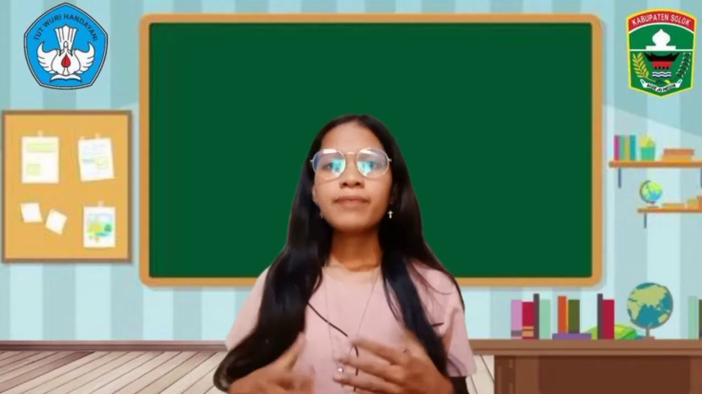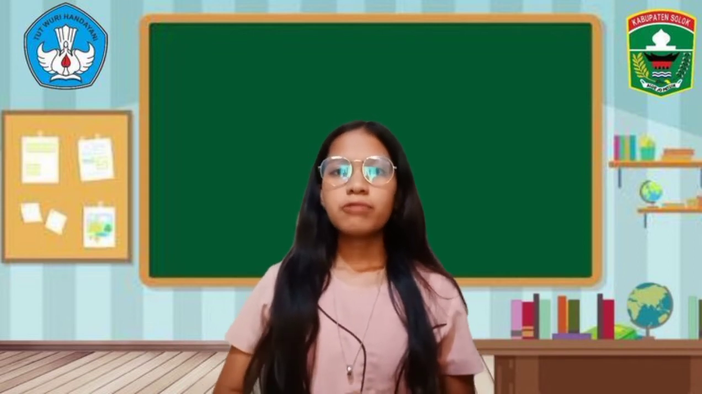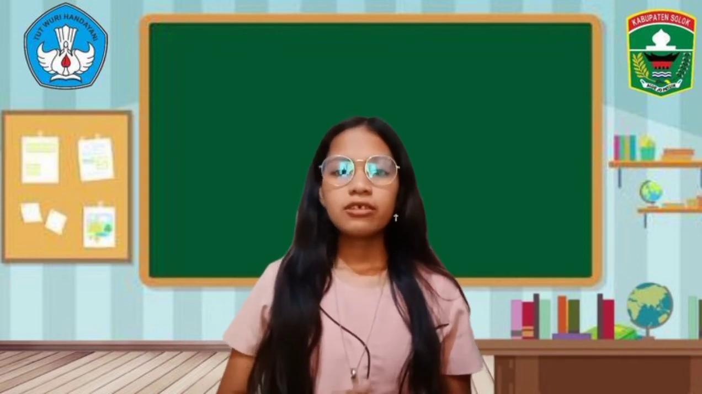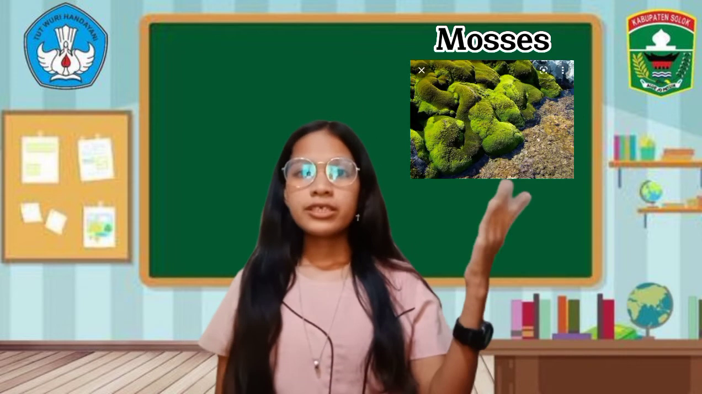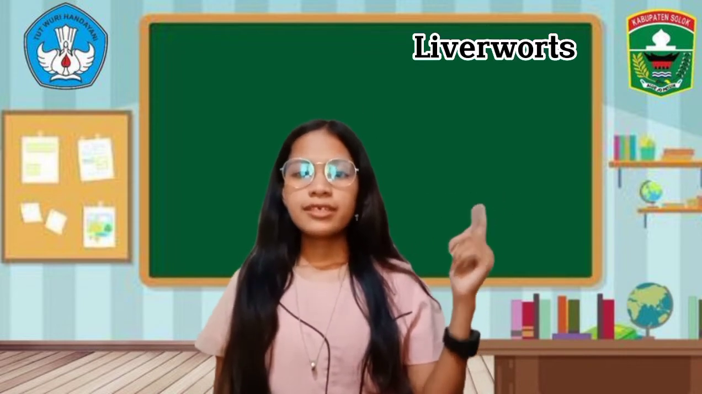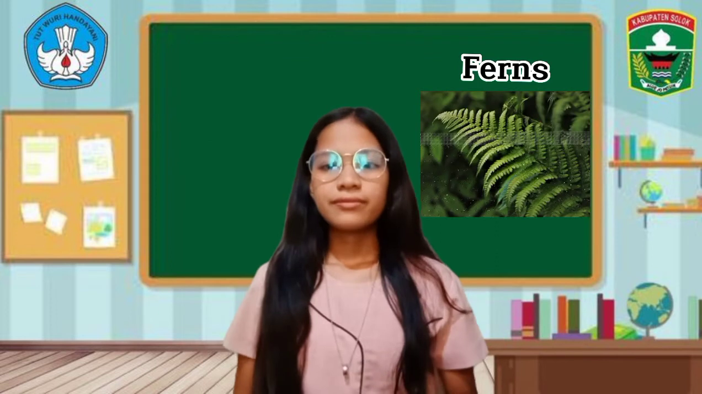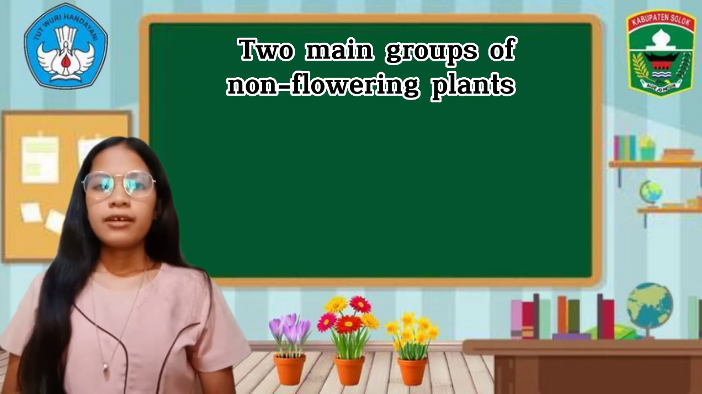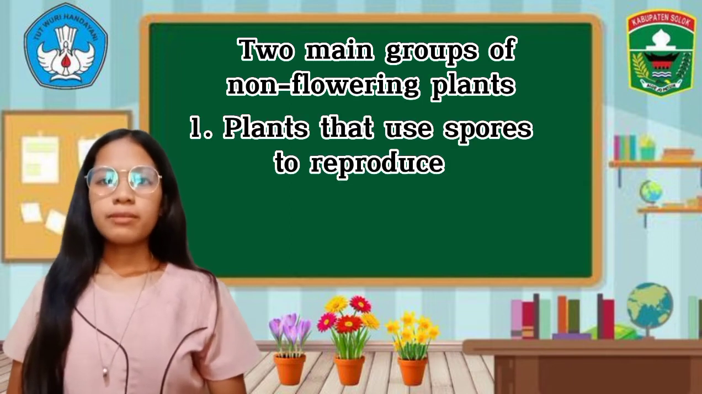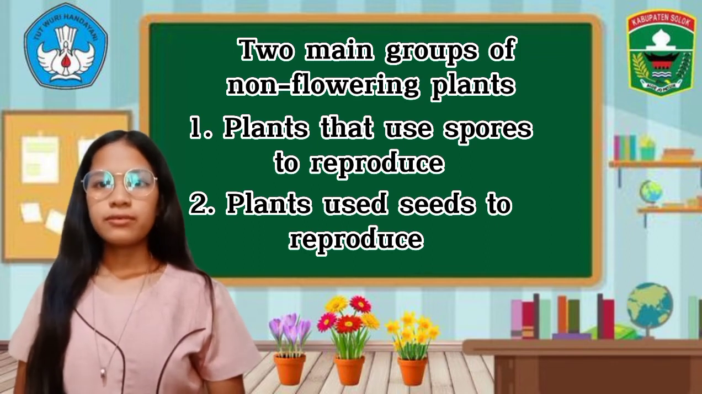Non-flowering plants do not produce seeds, fruits, and flowers. They usually reproduce through spores. They include the cryptogams and the gymnosperms. Here are some examples of non-flowering plants: mosses, liverworts, hornworts, lycophytes, and ferns. There are two main groups of non-flowering plants. First is plants that use spores to reproduce, and the second one is plants that use seeds to reproduce.